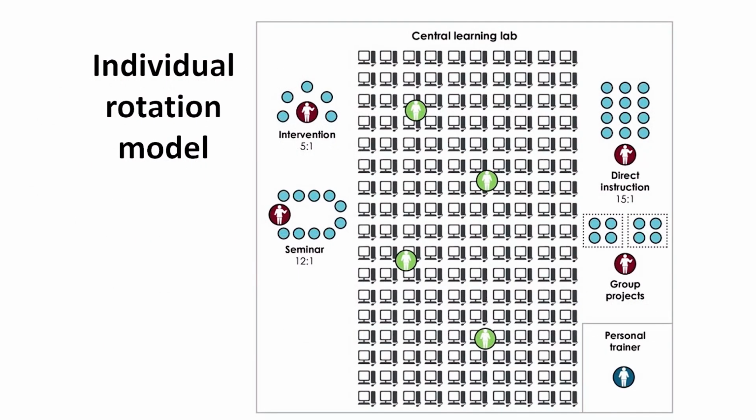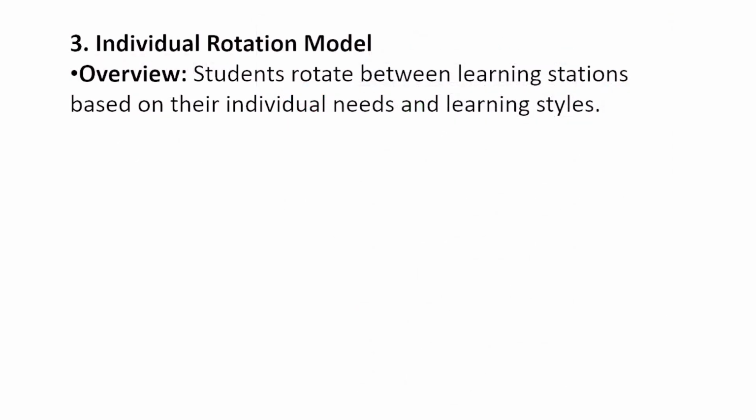Individual rotation model. Now this is a large image which has captions like online learning, offline learning, teacher, and professional or paraprofessional. In individual rotation model, we find students rotate between learning stations based on their individual needs and learning style.